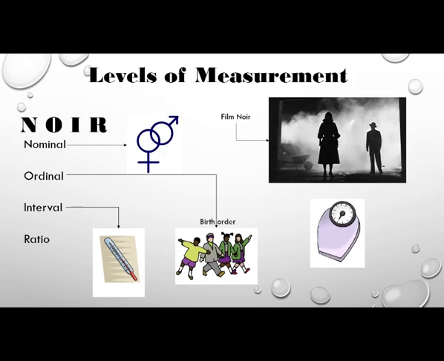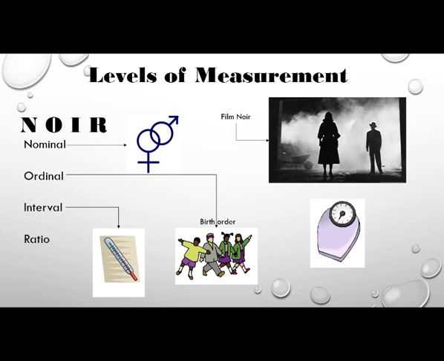All right, so it's called the levels or scales of measurement. If you speak French, noir is the word for black. And if you've heard of film noir, there's a picture from, I think, The Postman Always Rings Twice. But the word noir also is an acronym for the different levels of measurement, which is why I'm bringing this up at all. So we have nominal, ordinal, interval, and ratio.